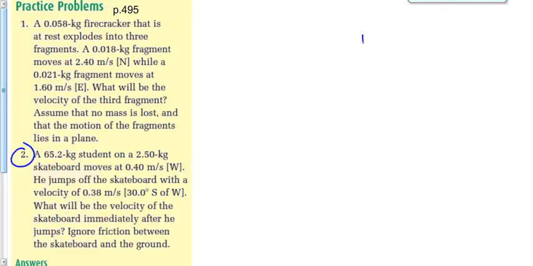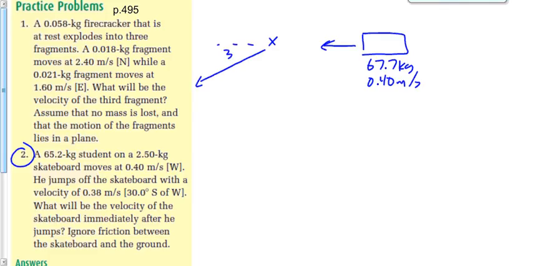So we got, let's say, a mass here of 67.7 kilograms going to the west with a velocity of 0.40 meters per second. That's before the explosion takes place. Now afterwards, let's call this my explosion point. Okay, my x is my explosion point here. Afterwards, the guy goes off 30 degrees south of west. Okay, that's going to be down here, 30 degrees south of west.